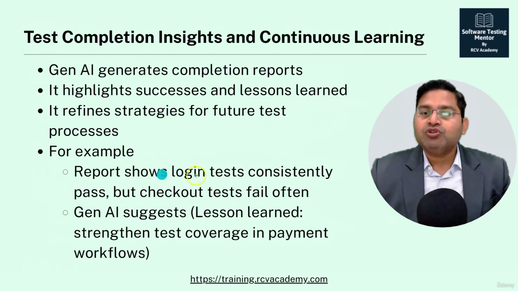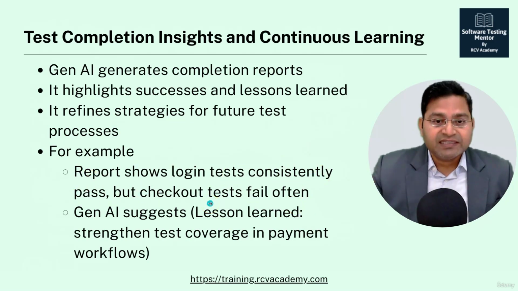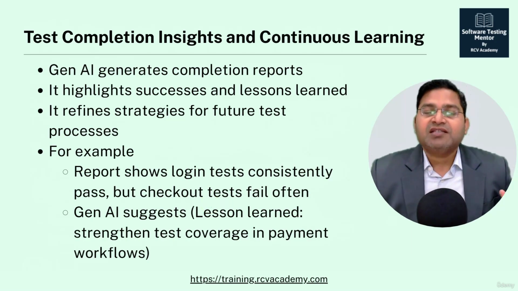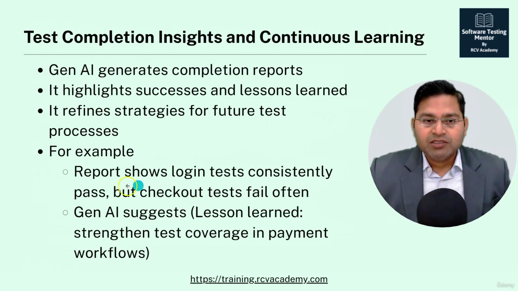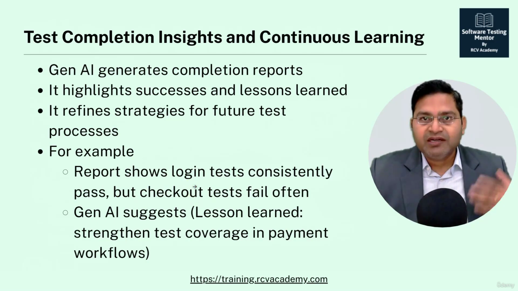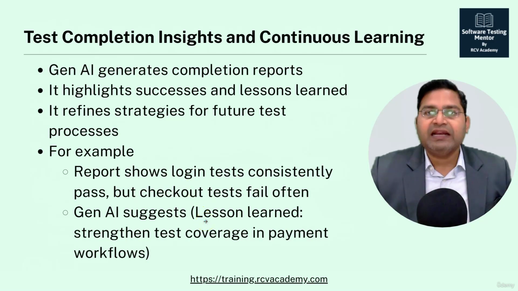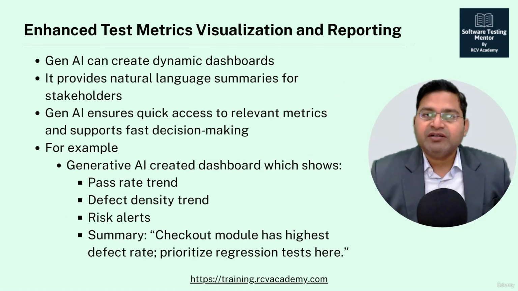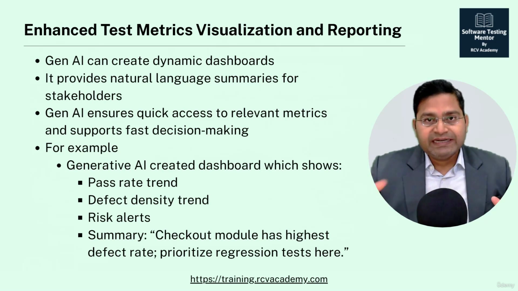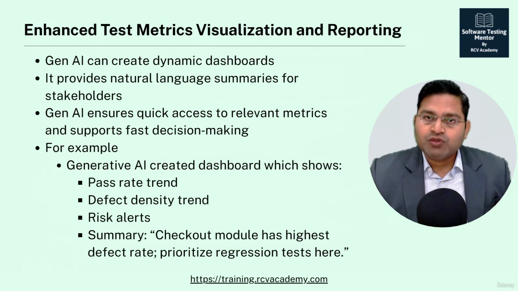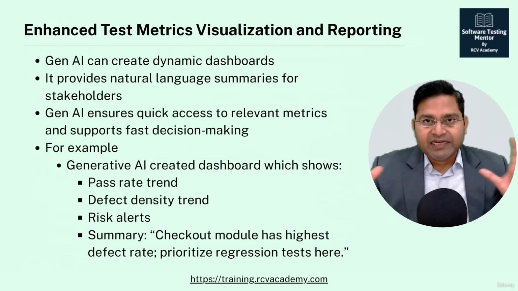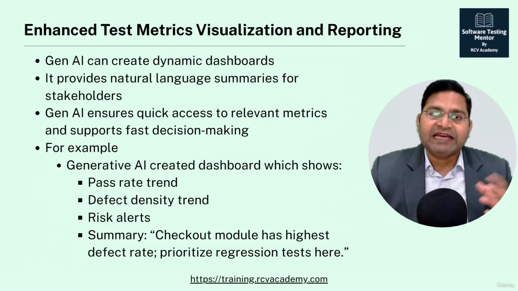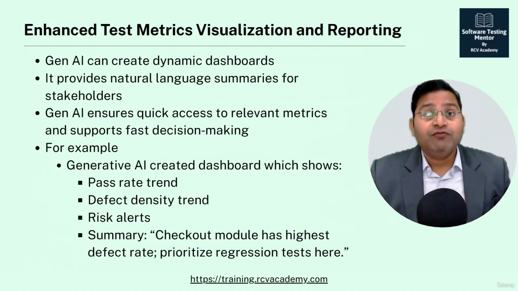For example, if a report shows login tests consistently pass but checkout tests fail often, Gen AI can suggest in the lessons learned to strengthen test coverage in the payment workflow. So if you have a checkout test that failed a couple of times, Gen AI can easily analyze and provide you the actionable insight or completion insights. Then, enhance test metrics, visualization and reporting. Gen AI can create dynamic dashboards with the data that it gets from the test management tool and your code base, and provide summaries in natural language, which is very helpful for the stakeholders.